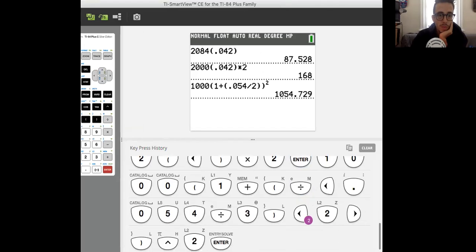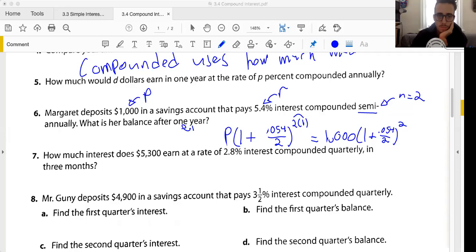Should be $1,054.73-ish cents. Okay. Does that sound good? Does that make sense? So let's write that in. So we had $1,054.73. It's rounded.